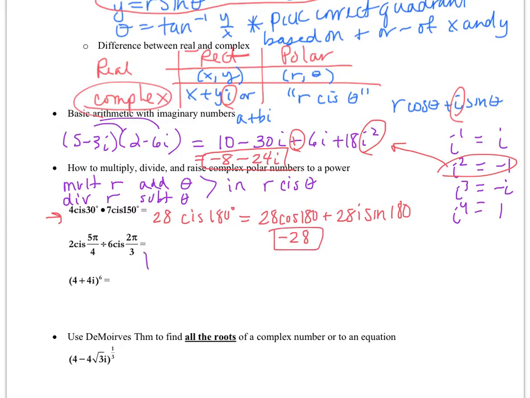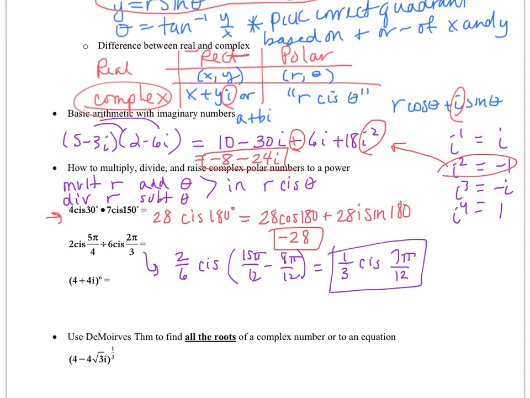Now in terms of my division problem that I see here, I would do 2 divided by 6, cis, and then I'm going to subtract those angles. In order to subtract them, I would need like terms. So if we rewrite them with denominators of 12, that would give me 15 pi twelfths minus 8 pi twelfths. So I'd be looking at 1/3 cis 7 pi twelfths. And since this answer is not on my unit circle, I would leave this one in my polar form.